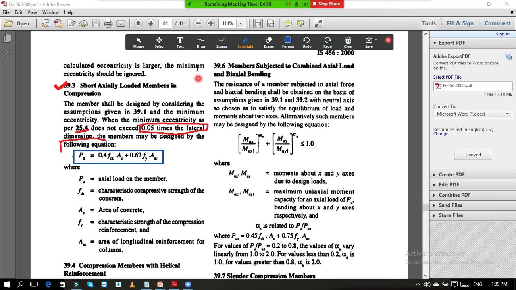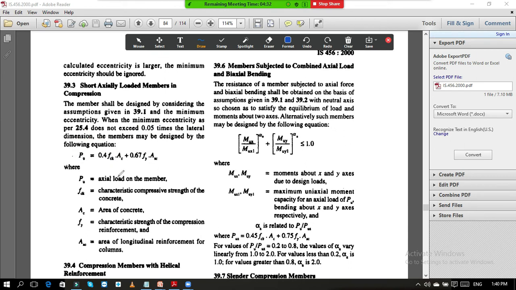But when can we use this formula? There is a condition: your minimum eccentricity should be less than or equal to E. In that case only we can use this formula, otherwise we can't use this formula. That is specified here in clause number 39.3. So this is also a clause regarding the column which is given over here.